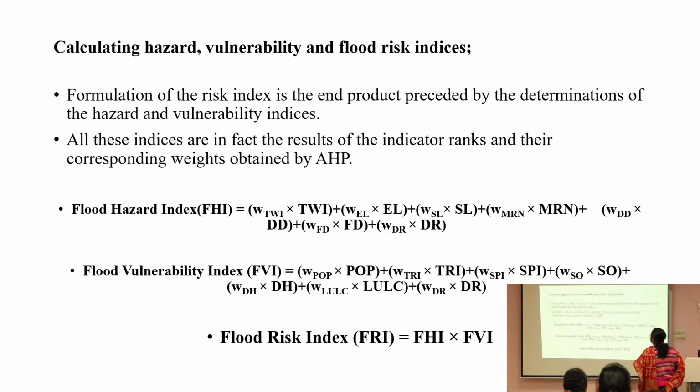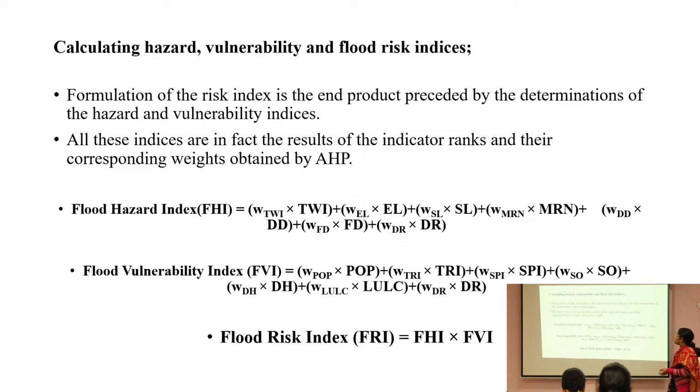Hazard vulnerability flood risk index. So, you have to find out the index. So, how we can find out the index? First one is the hazard index. So, we take the first parameter, that is your weight index. So, TWI, that is your topographic weight index. Weight index, it is depending upon the soil moisture content.